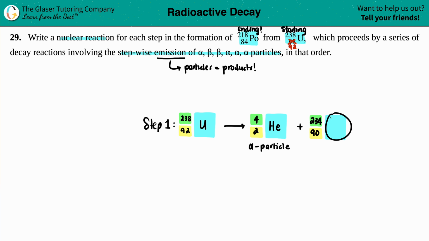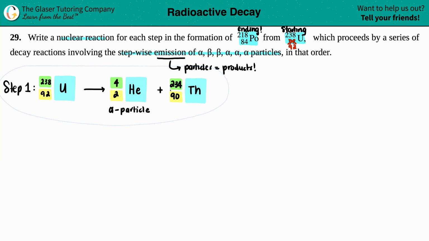But now the question is, who is this isotope? Always the atomic number will tell you who it is. So on the periodic table, I'm going to look for number 90. And 90 is thorium, Th. And I have my first step, so I'm going to throw that over here.